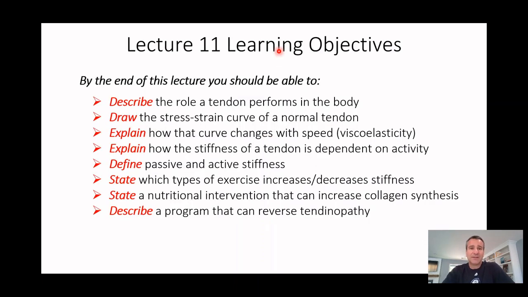All right, so by the end of this lecture or this series of videos, you should be able to describe the role that a tendon plays in the body, draw the stress strain curve of a normal tendon, and that means not only what the overall stress strain curve is, but also the regional stress strain curve. Explain how the curve changes with speed, because these tissues are viscoelastic, like most biological tissues in your body.